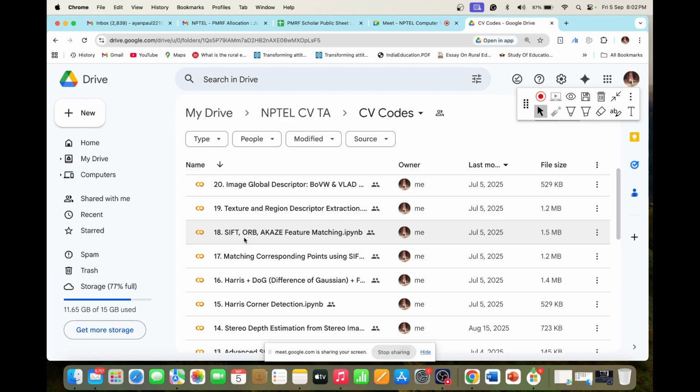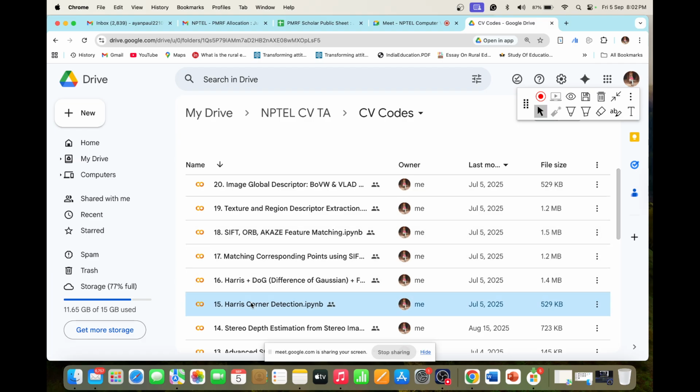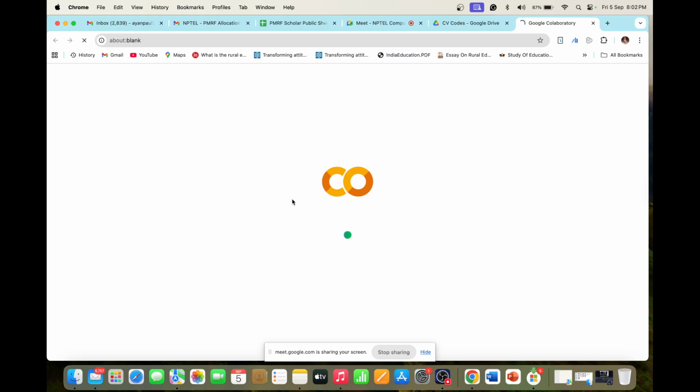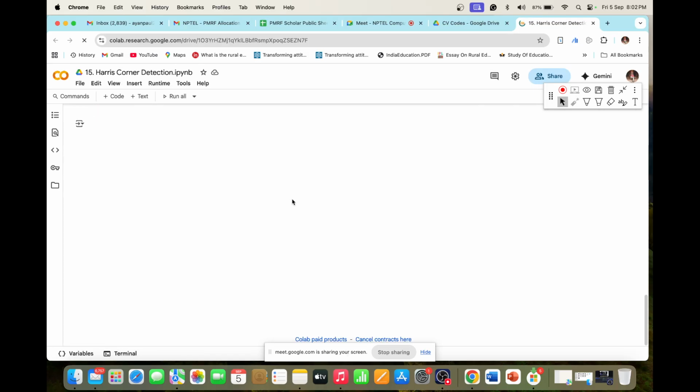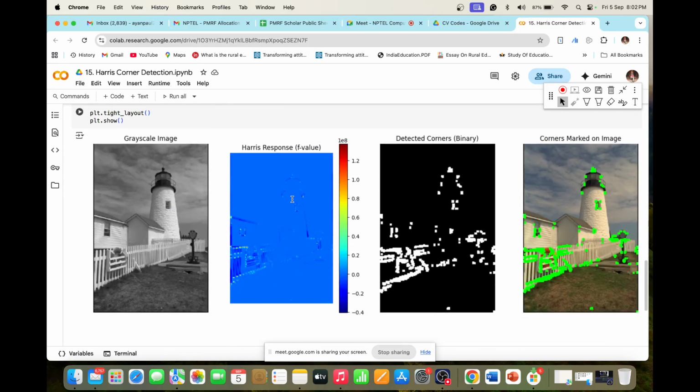For example, let me open one detector, the Harris corner detector. You can see how we can apply these codes to a real image. Whatever we are learning has an application in computer vision. Detector means key point, right? Here this is the grayscale image, and this is the Harris response value, the F value that we learned in the previous class. This is the detected corner from the F value, and the corners marked on the image. That we have done with the Harris corner detector.